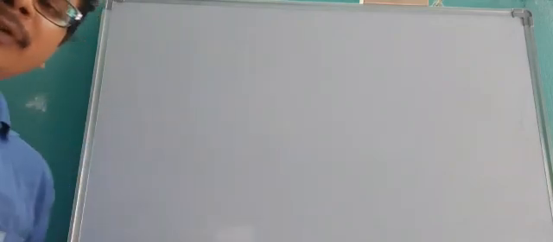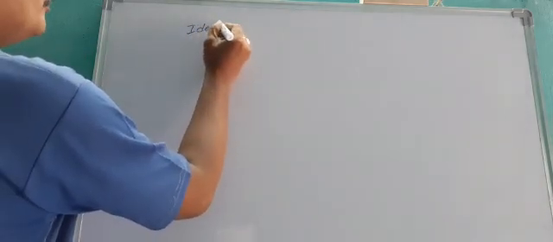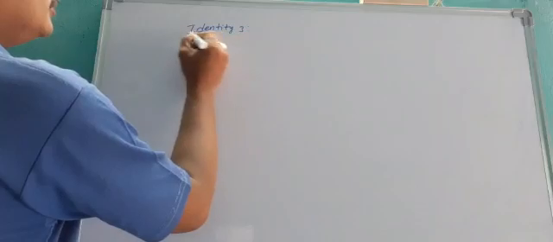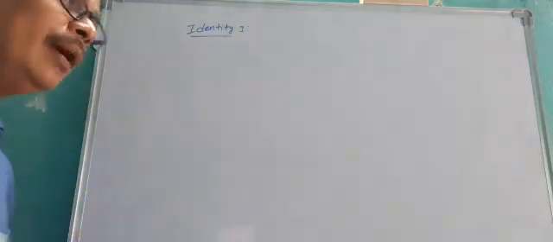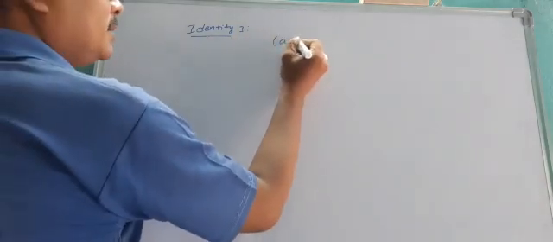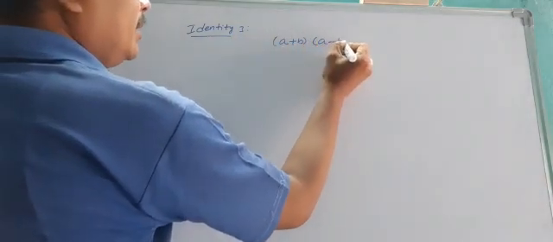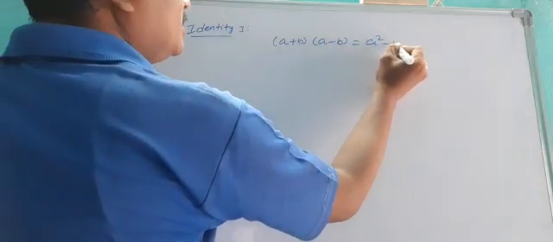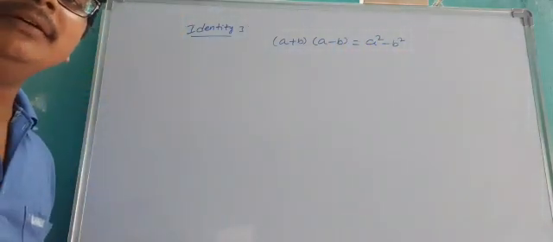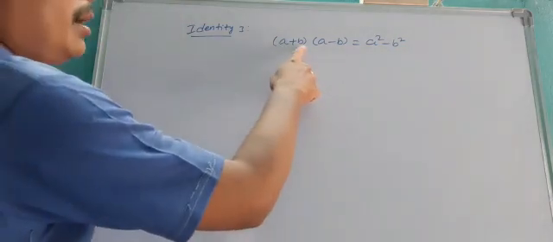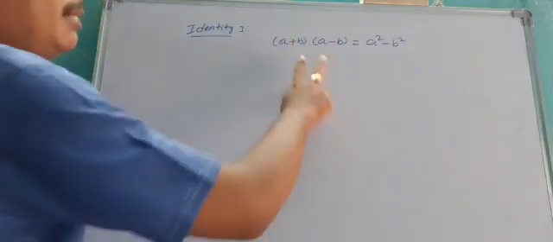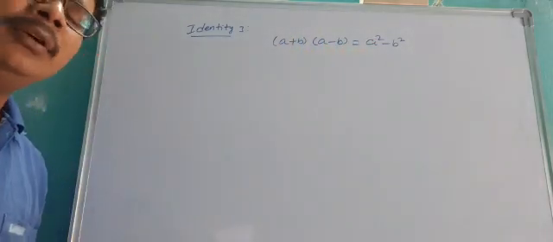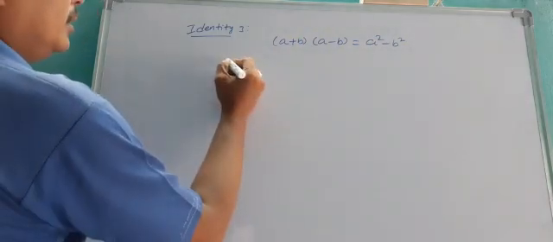Okay, next we have to discuss identity number 3. So already we know this identity also from your 8th class. What is that? (a plus b) into (a minus b) is equal to a square minus b square. So the sum of two terms and difference of two terms, their multiplication equals a square minus b square. Okay. So the proof.